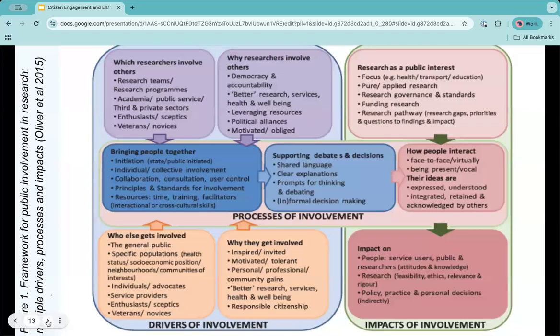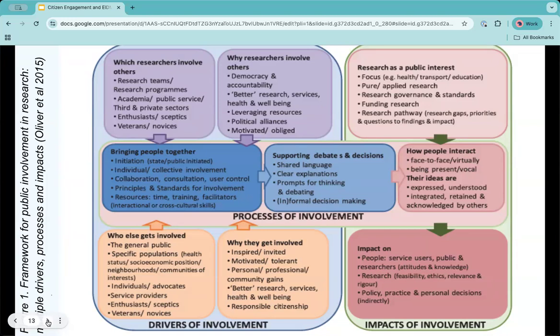Just while it's in front of me, and I know the text will be relatively small, but I hope you can read it. Essentially at the top, it's saying, who involves citizens and why? And at the bottom, it says, who are those citizens? Who are you engaging? Is it the general public? Is it specific populations? And why would they get involved? Because we need to consider both of those groups of people, the people doing the involving and the people who are being involved. And then there's a process of actually bringing people together.